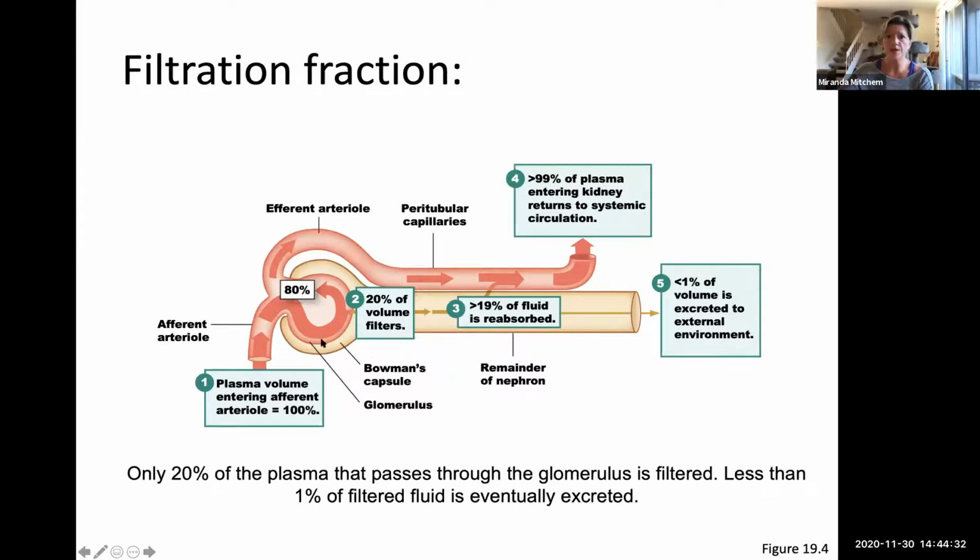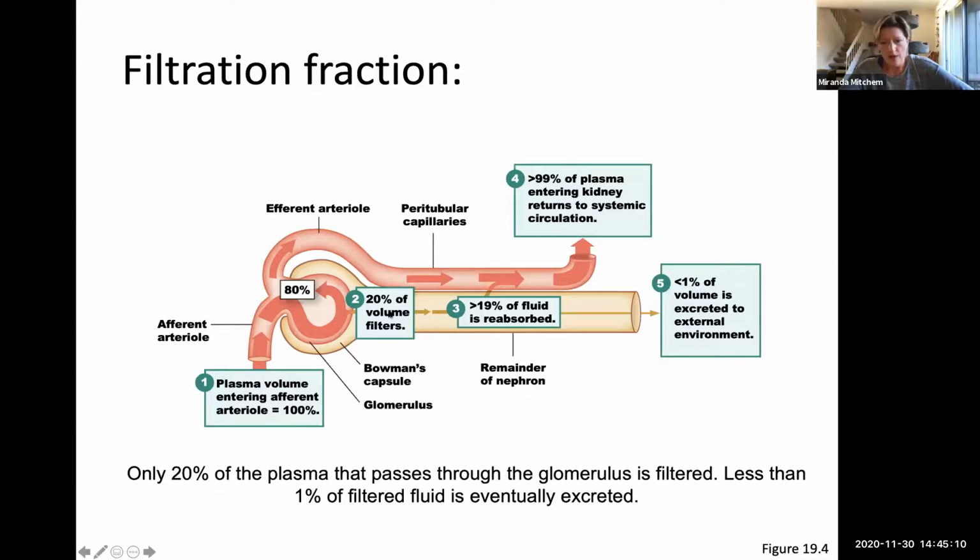Let's put some numbers in it now. So the material that comes into Bowman's capsule and the glomerulus, 80% of it goes back out the efferent arteriole. So it's only about 20% of the volume that goes into the kidney moves into the tubule. So the majority of it is going right back out the arteriole, but this provides opportunity for a lot of that blood flow and interaction to happen so that there is efficient filtration.